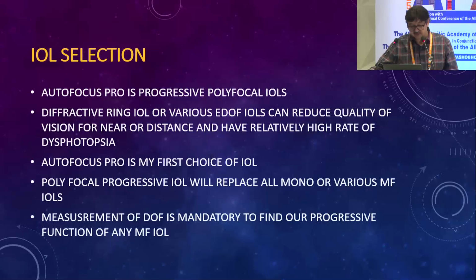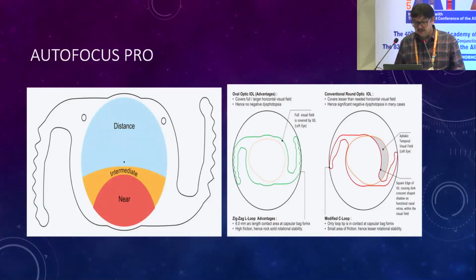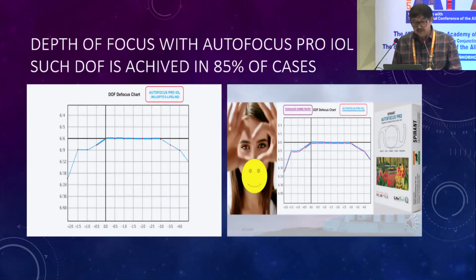It is a polyfocal progressive lens, and measurement of depth of focus is absolutely mandatory in all our IOL surgery. This is the largest lens in the world at present, 7.25 mm horizontal and 6.25 vertical. It eliminates negative dysphotopsia because of its large size. This is the depth of focus which is absolutely necessary if you want to have spectacle-free, happy patients. It occurs in 85% of the cases with Autofocus Pro.